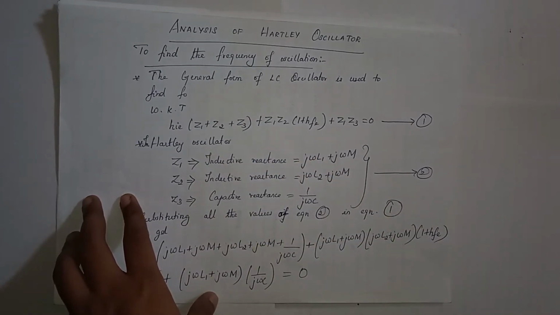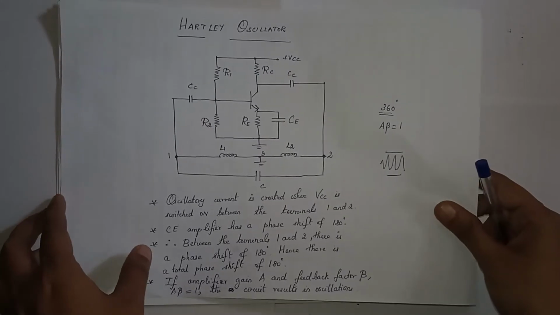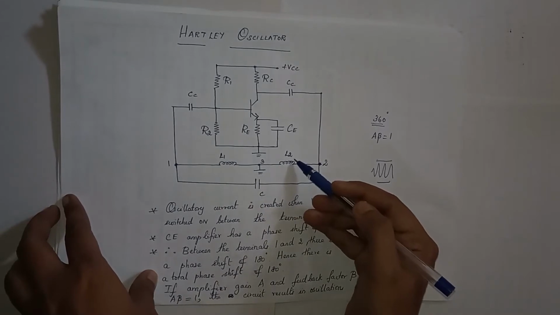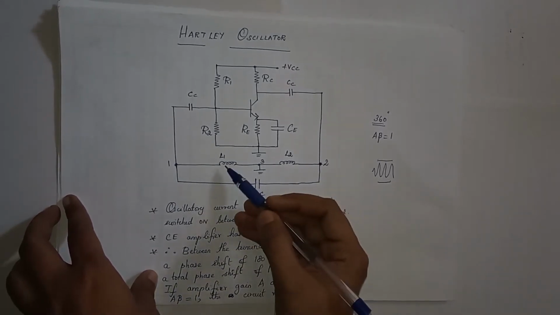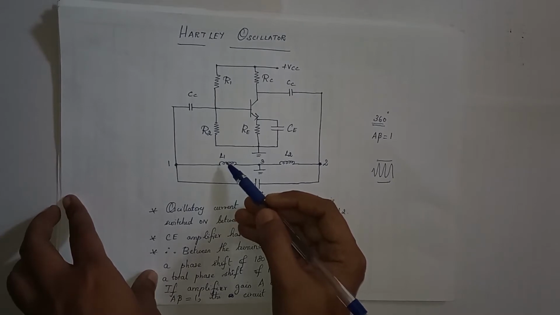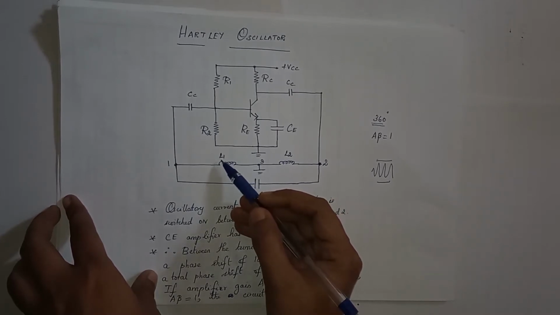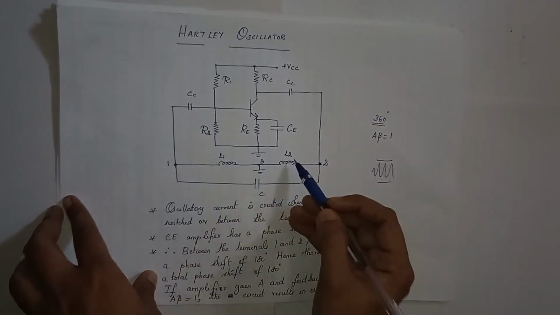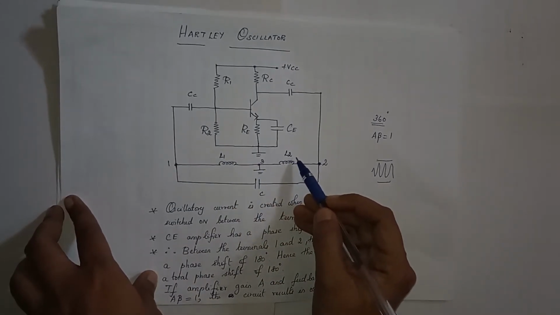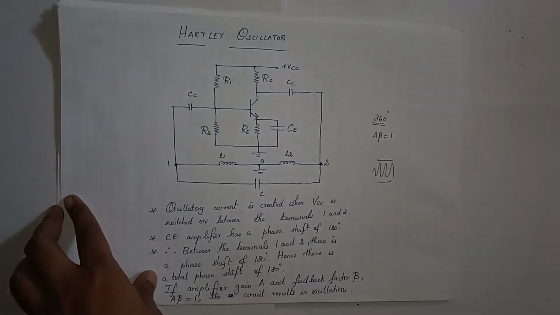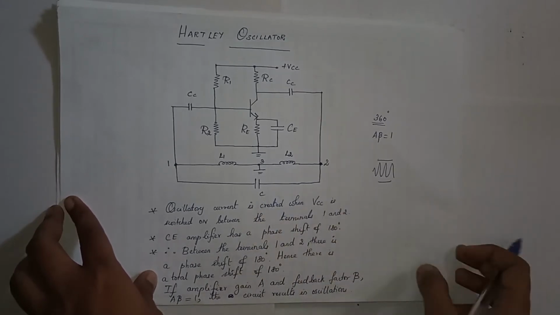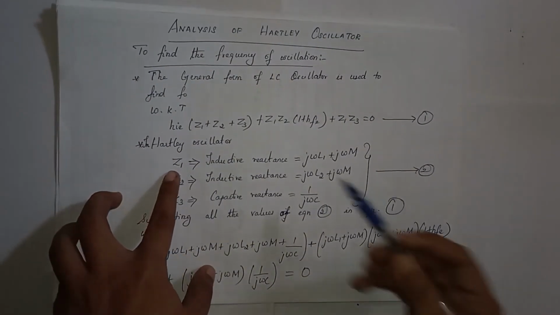For the Hartley oscillator, we already know that Z1 is an inductance, Z2 is also an inductance and Z3 is a capacitance. If we write the inductive reactance of L1, I can write Z1 is equal to j omega L1 plus j omega M. This M is the mutual inductance of this inductor. Similarly, I can write the value for L2 as j omega L2 plus j omega M, and the capacitive reactance as 1 by j omega C. So this is the equation. Z1 is the inductive reactance.